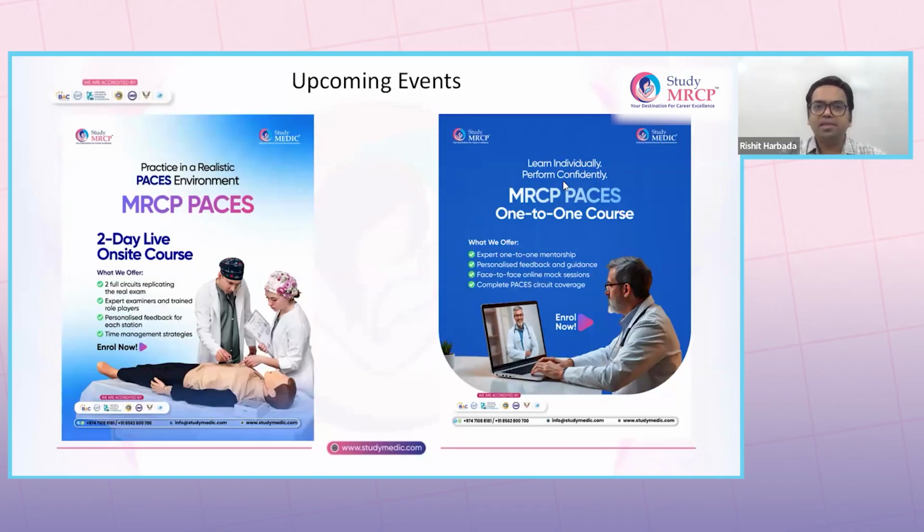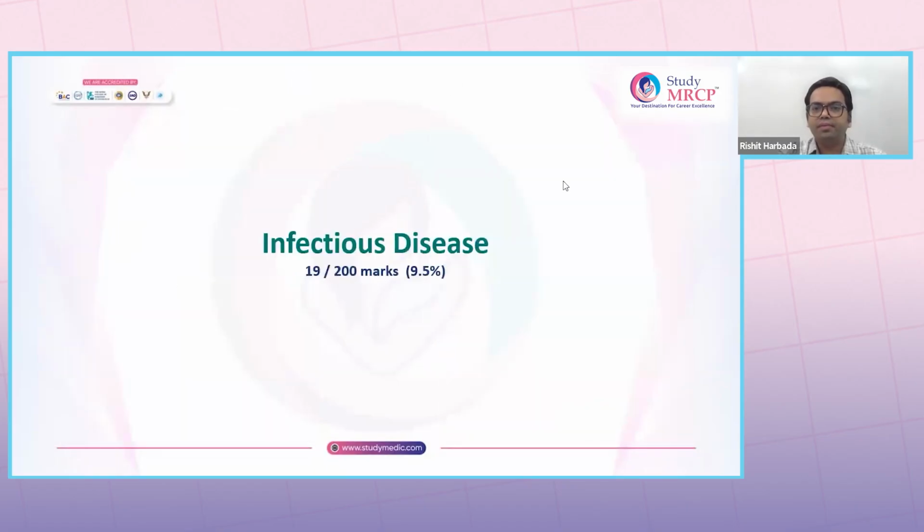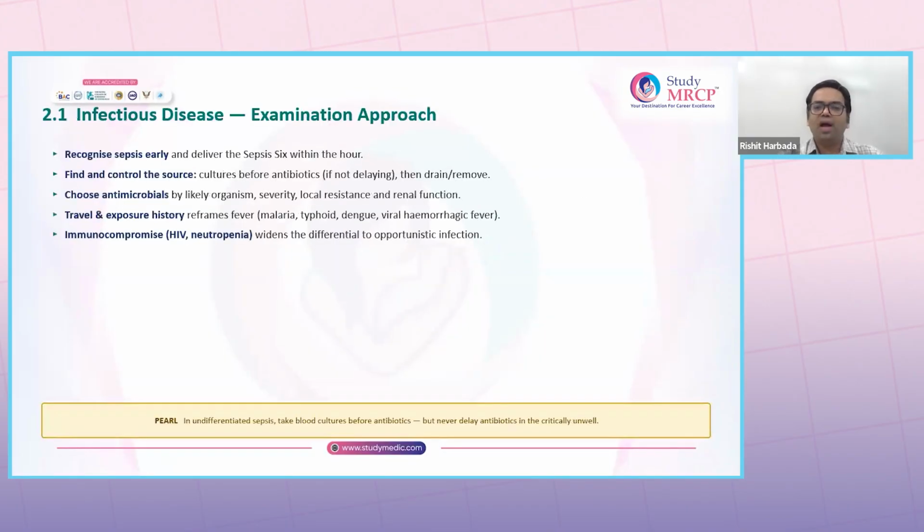Now the next topic is infectious diseases. In infectious diseases, just as with GI, the topic is going to cover around 19 questions, around 9.5%. So approximately 19% of your exam is going to be covered by these two topics. In infectious diseases, you are going to have a lot of important things. The first one I'm going to read about is sepsis, which we all know is very commonly asked in examinations.